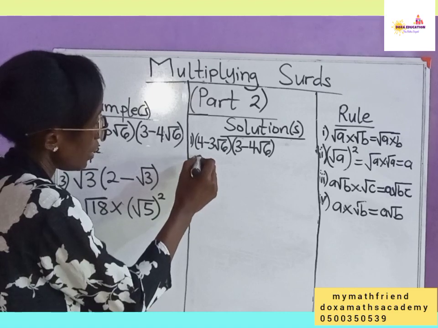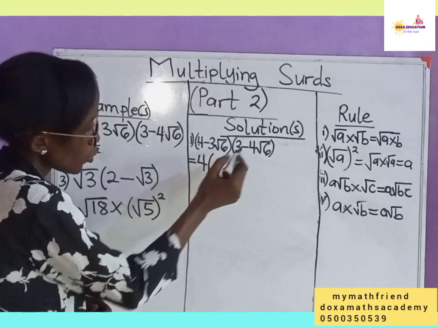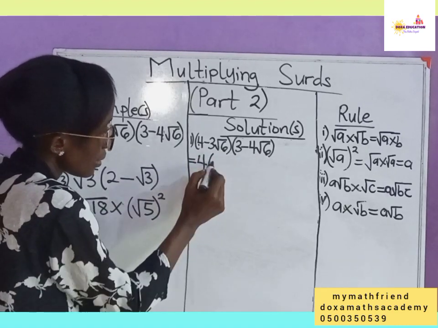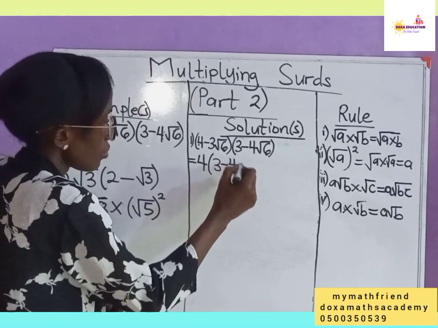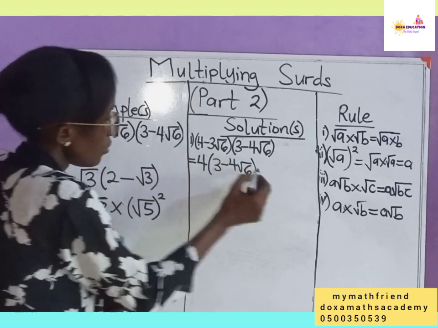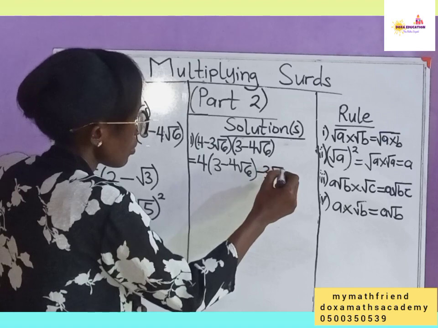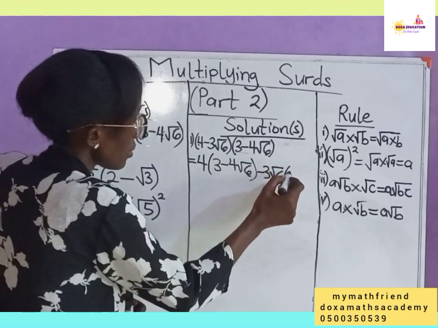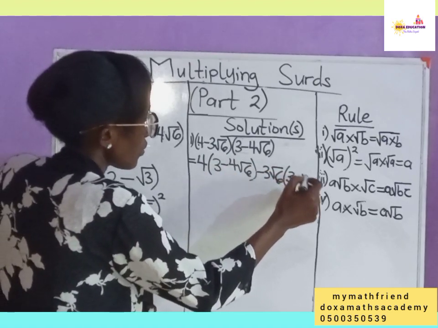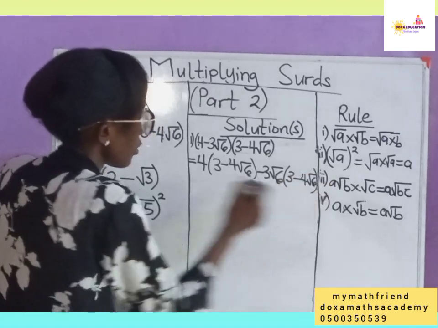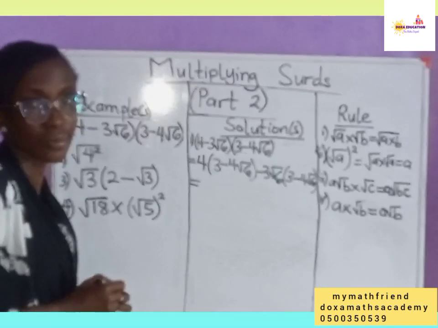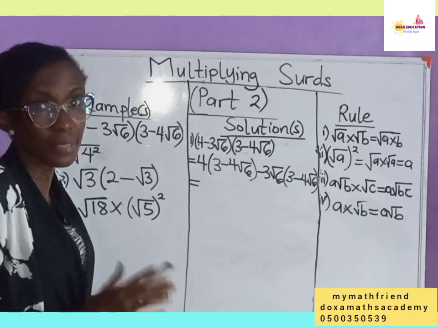So we have 4 here coming out to multiply everything here. Then minus 3 root 6 coming out times 3 minus 4 root 6. You see that? Good. Now we expand from this stage.